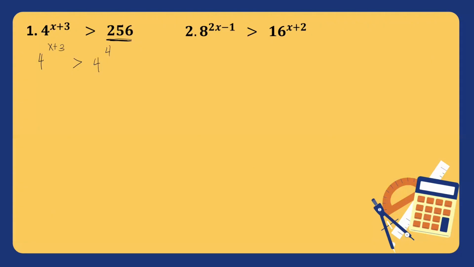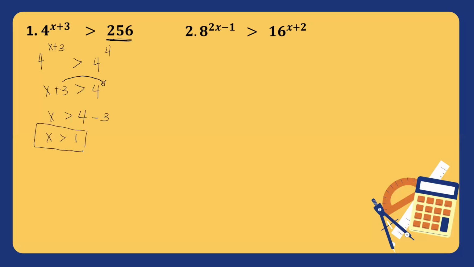Okay, so now, let's solve for the inequality. Bring down the exponent, which is x plus 3 is greater than 4. So we need to transpose positive 3 to the other side. Therefore, we have x is greater than 4 minus 3. So x is greater than 1.